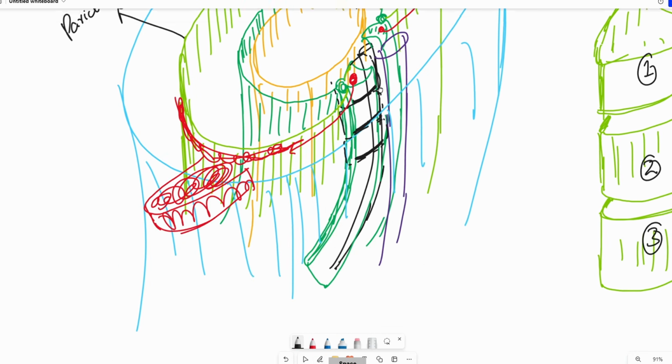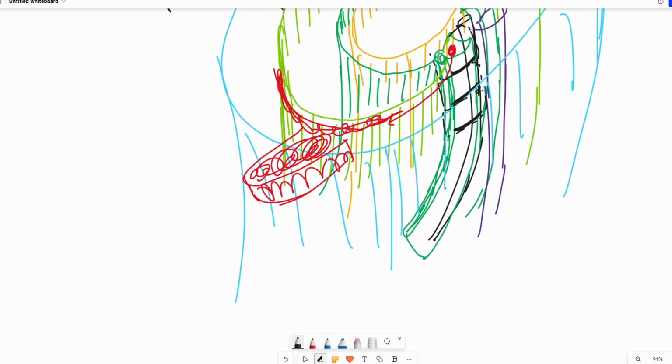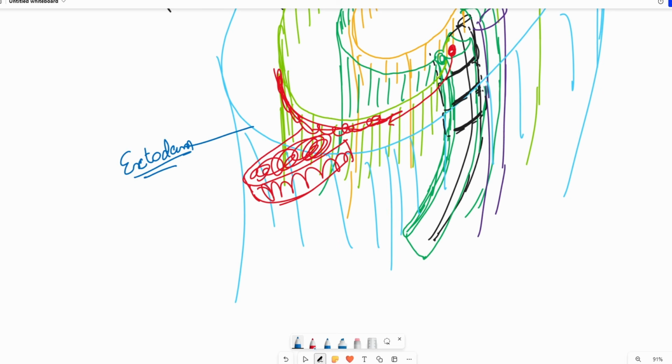And also note that most of the tissues which are innervated, most of our tissue, for example skin, for example the muscles, most of the tissue which are innervated by somatic nerve fibers, they are somatopleuric in origin. What is the meaning of somatopleuric? That they are either derived from ectoderm or they are derived from somatopleuric mesoderm, and both of them are collectively termed as somatopleura.